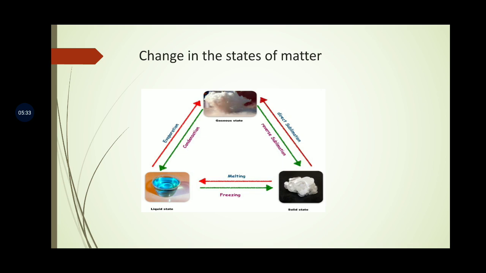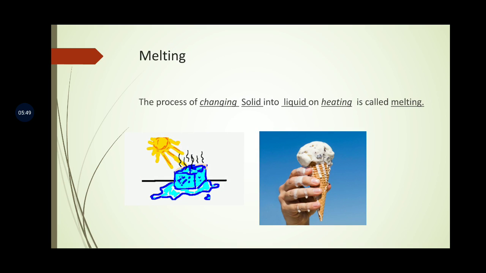Liquid can be changed into the gaseous and solid state. Solid can be changed into the gaseous and liquid state. Similarly, gaseous state can also be changed into the liquid and solid state. Okay. There are so many processes which help to change these states into one another. And first one is melting. The process of changing solid into liquid on heating is called melting.